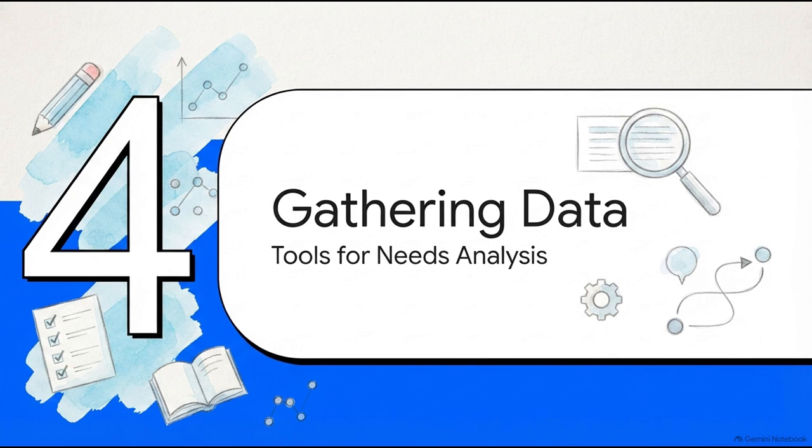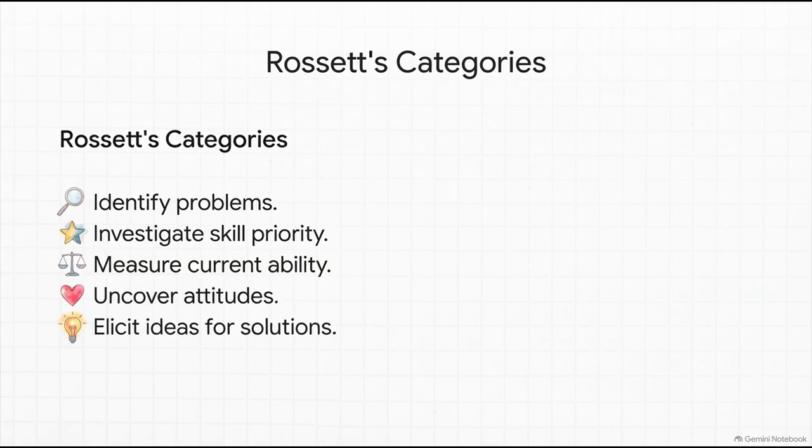Gathering the right data, tools for needs analysis. Before you even think about picking your tools, you've got to make sure you're asking the right questions. Scholar Alison Rossett suggests sorting your questions into 5 distinct buckets. You start with problems, like what specific hurdles are learners hitting when talking to native speakers? Next is priority. Out of reading, writing, listening, and speaking, which one is genuinely the absolute most essential?